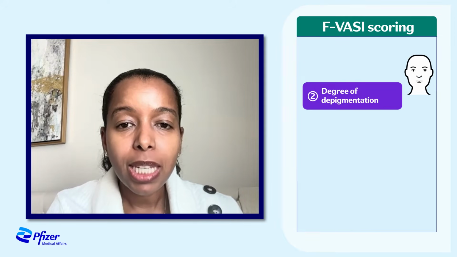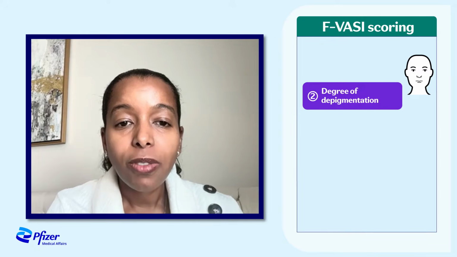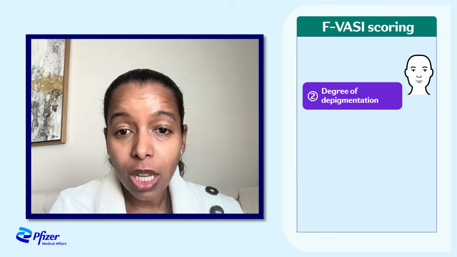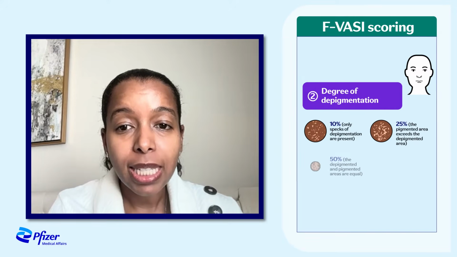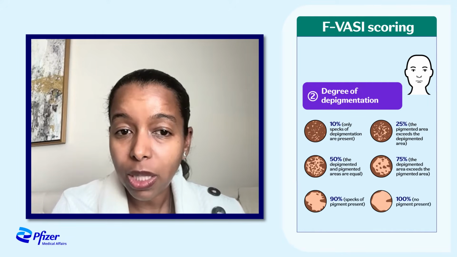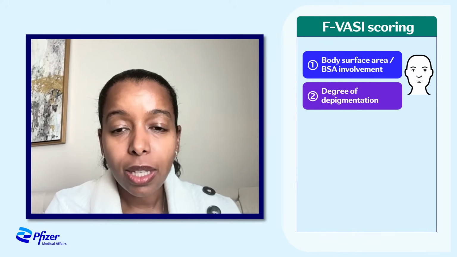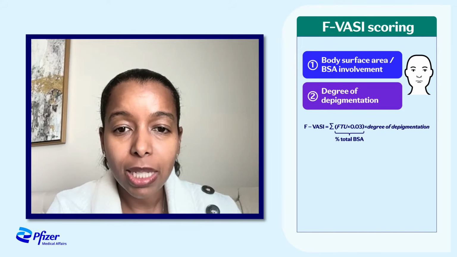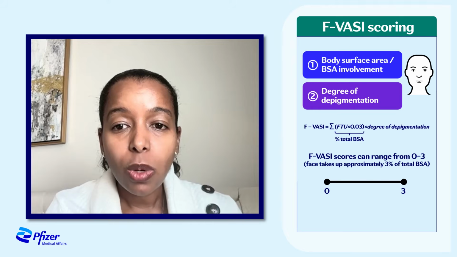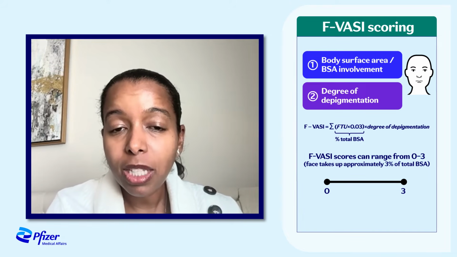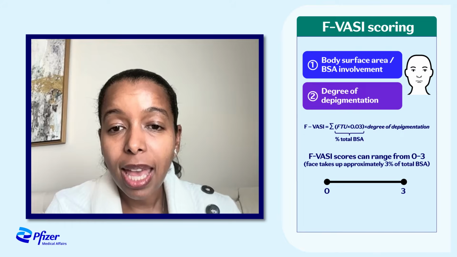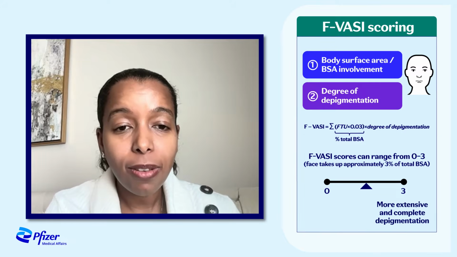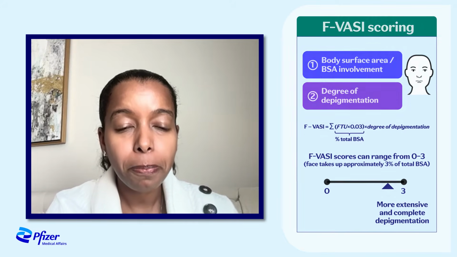The degree of depigmentation within the affected area is estimated using standardized categories of 0%, meaning no depigmentation, 10, 25, 50, 75, 90, or 100%, meaning complete loss of pigment. The total F-VASI score is calculated by multiplying the BSA percent involved by the degree of depigmentation. So F-VASI scores can range from 0 to 3, as the face is approximately 3% of the total BSA, and a higher score indicates more extensive and complete depigmentation.